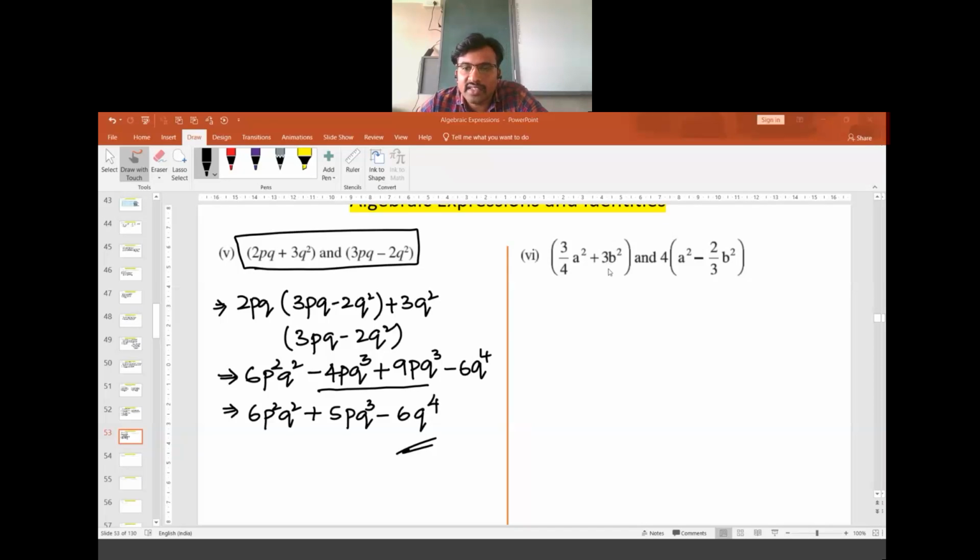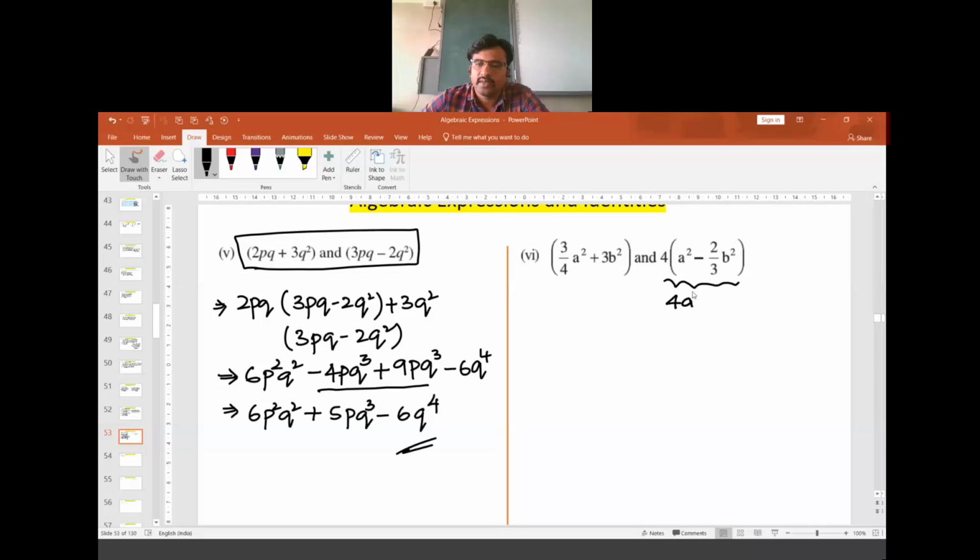Next one, we should be careful because a fraction is there, and also this 4 is there separately to be multiplied. The best thing is, before you go for multiplication, simplify this. We will solve that, sir.